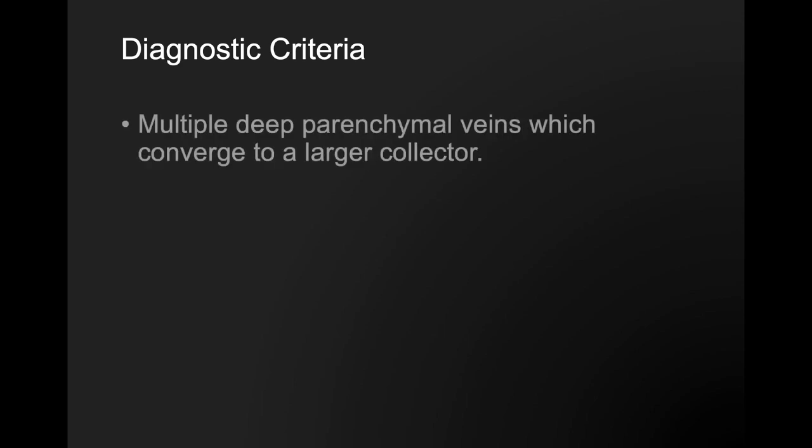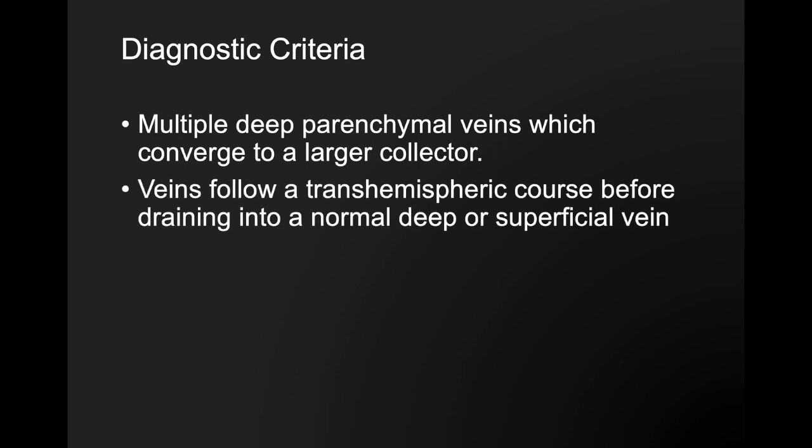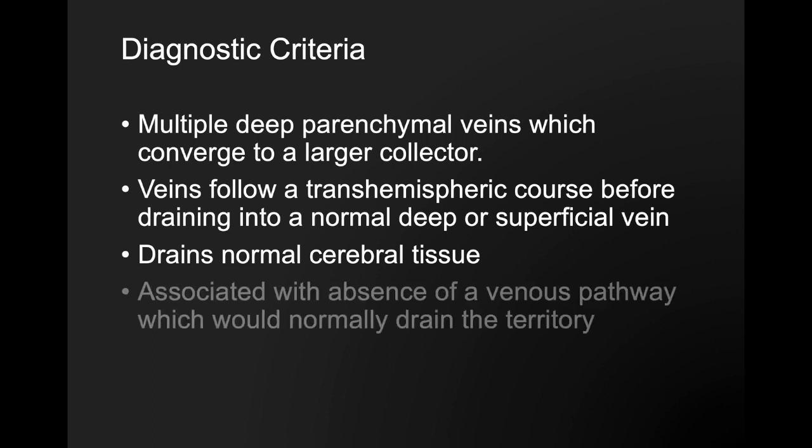So, diagnostic criteria for developmental venous anomalies: essentially what we have are multiple deep parenchymal veins which converge into a larger collector. And these veins follow a transhemispheric course before they drain into a normal deep or superficial vein. And it's important to point out that these veins drain normal cerebral tissue. So if you were to injure or occlude a developmental venous anomaly, you would essentially get a venous infarct in the territory of the normal tissue that it's draining.